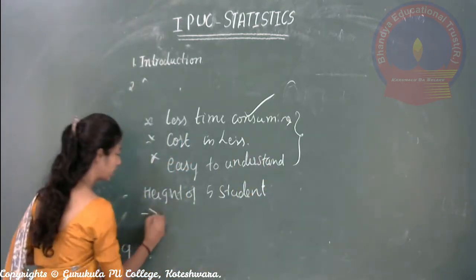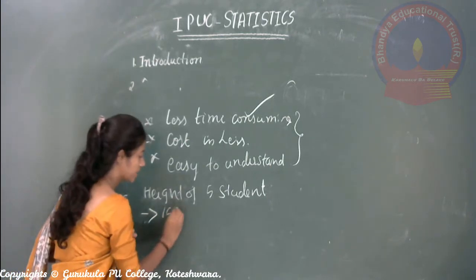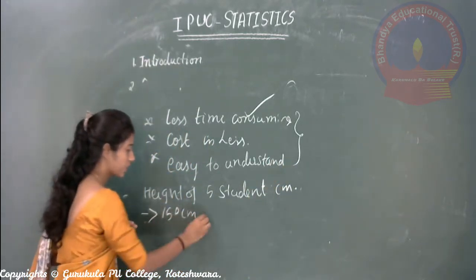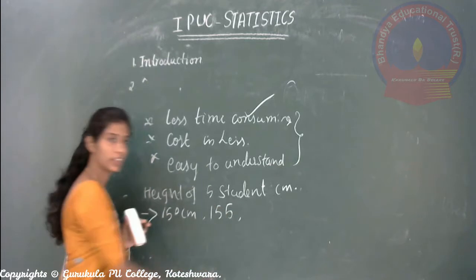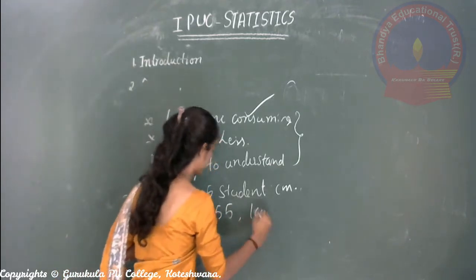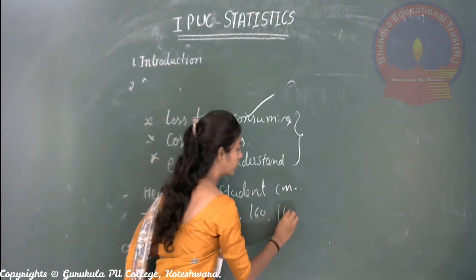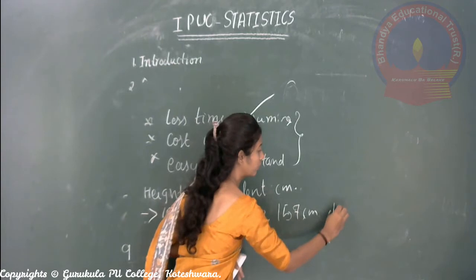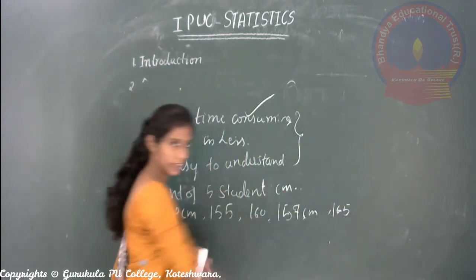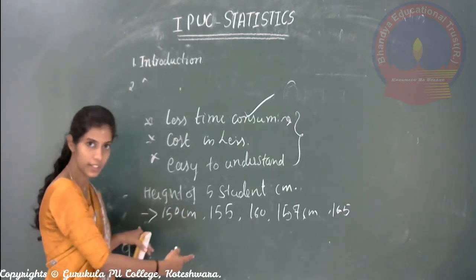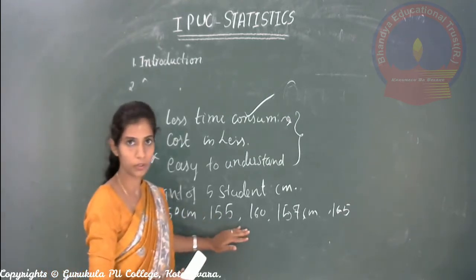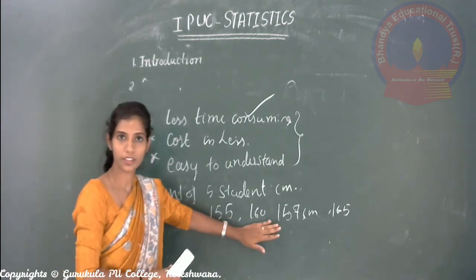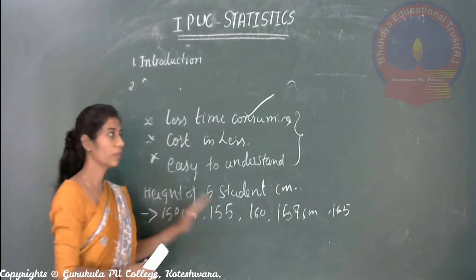It may be like this: in terms of centimeters, 150 centimeters, 155 centimeters, 160 centimeters, 157 centimeters, and here 165 centimeters maybe. So by looking at these data, it is not attractive. Who is having more height or who is the tallest person? You can't get it. Correct? At that time, what can you do?